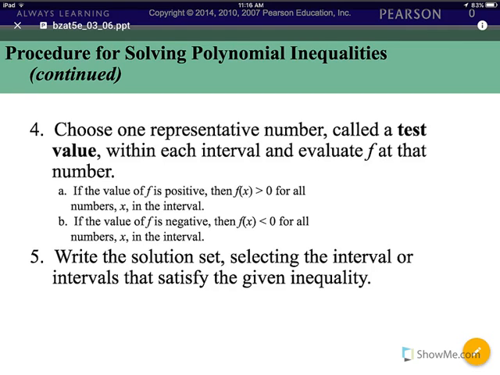Step 4 is where you then create a table. In that table, you're choosing one representative number, called a test value, within each of the intervals that you found in step number 3, and you're evaluating f at each number that you select. In step 5, you write a solution set, selecting an interval or intervals that satisfy the given inequality.